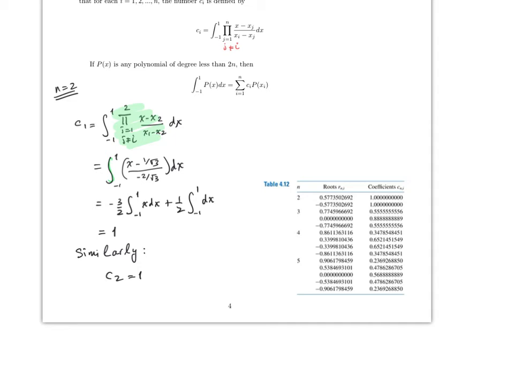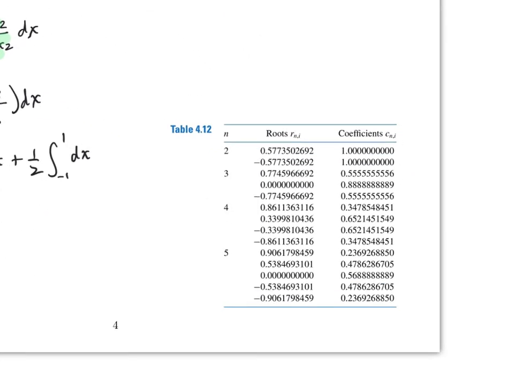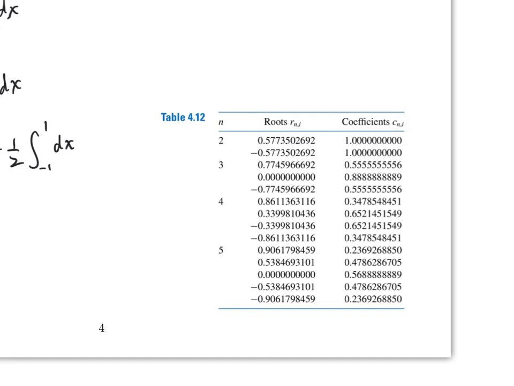And luckily for you, as you can see, you already have a table that has done the computations for you, and you should be able to use this when you do the homework or the exams. So this is the one we did right now. For n equals 2, this is the square root of 3 over 3 and minus the square root of 3 over 3. So these are the x values, x1 all the way to xn, and this is c1 all the way to cn. So you can see for this one it is 1 and 1, which is what we just found.